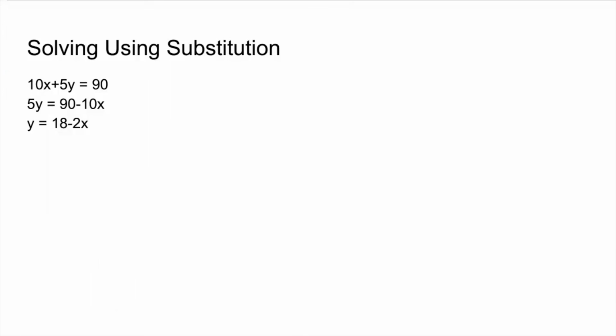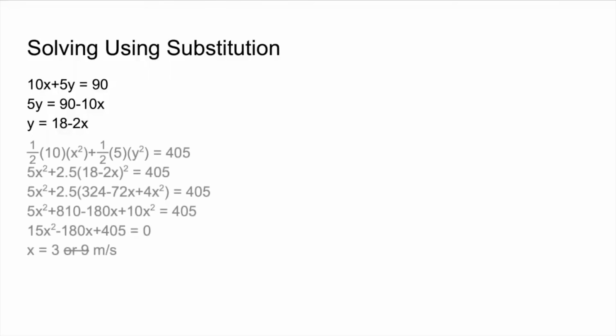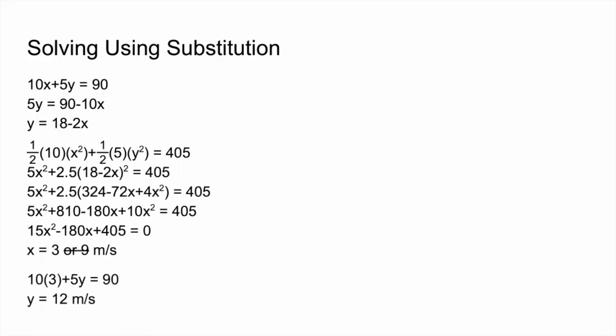If you can't use Desmos, you can solve using substitution. So starting with the equation for momentum, isolate one of the variables. In this case, we're going to isolate y. And then plug in the value for y into the other equation. After simplifying, you can get it down to a quadratic. You can solve this quadratic using any method to get that x is equal to 3 or 9. We're ignoring 9.